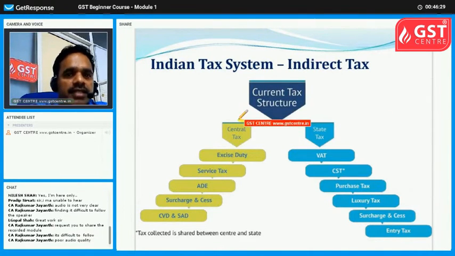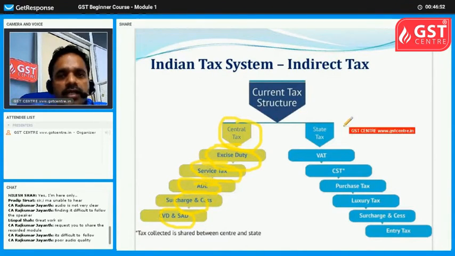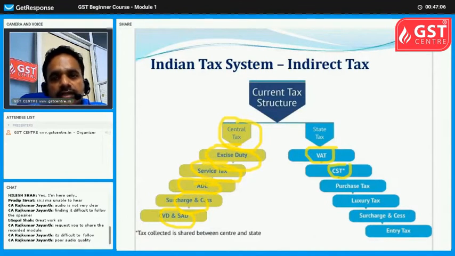In the current tax structure, there is central tax, meaning taxes governed by the central government. That includes excise duty, service tax, additional duty of excise, surcharge and cess, countervailing duty or special additional duty. Then state tax means taxes administered by each state government. It includes value added tax, CST, purchase tax, luxury tax, surcharge and cess, entry tax, etc.